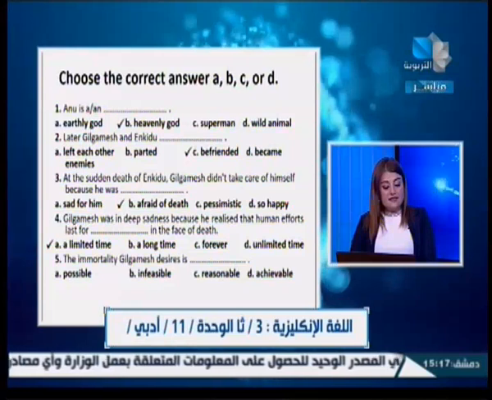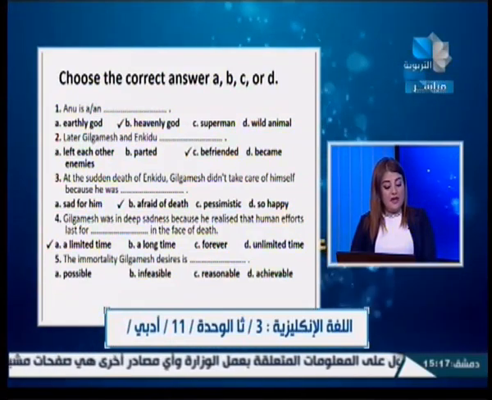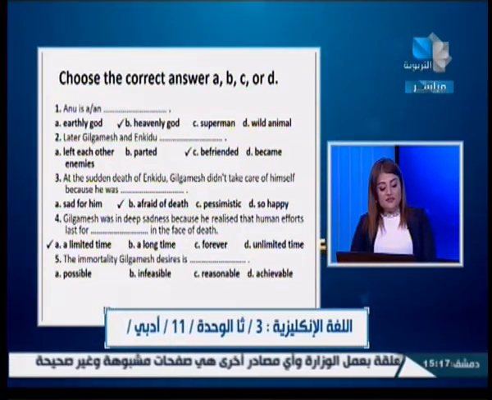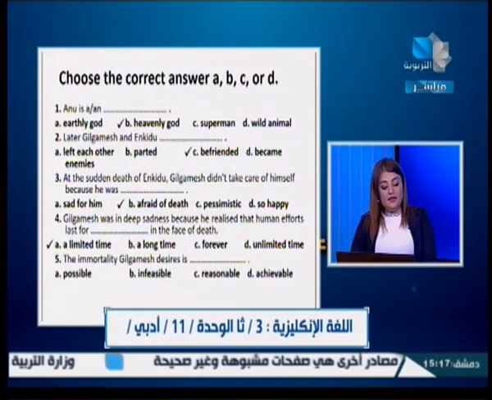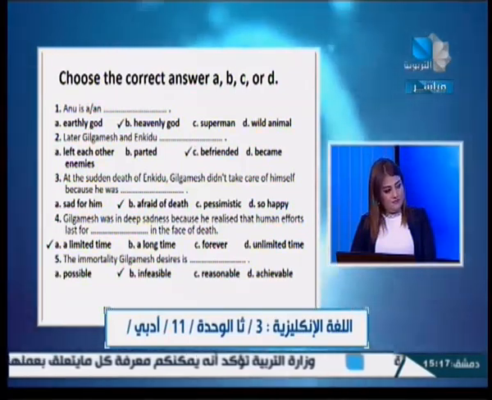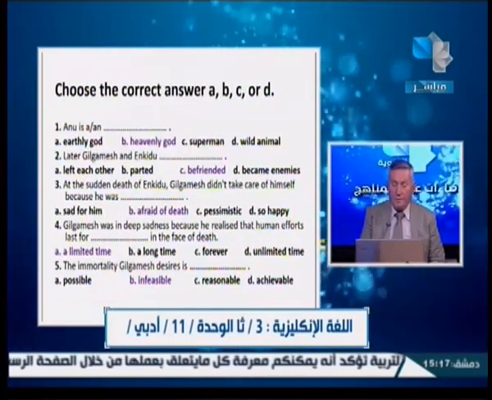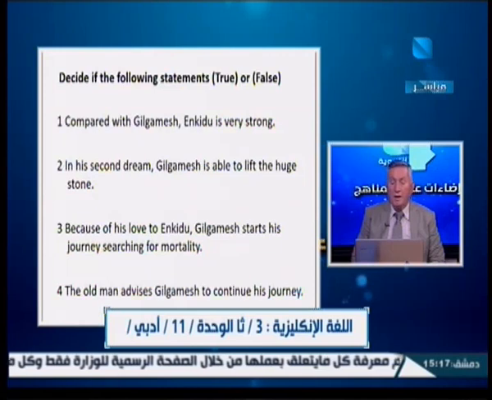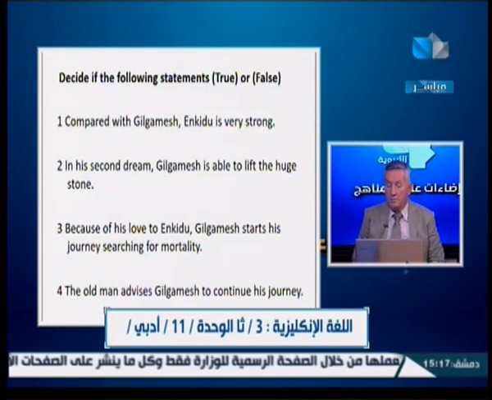The immortality Gilgamesh desires is: A, possible; B, invisible; C, reasonable; D, achievable. Of course, it's infeasible. Now, decide if the following statements are true or false.